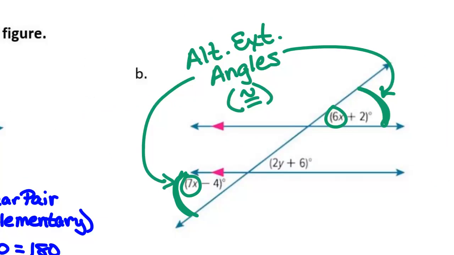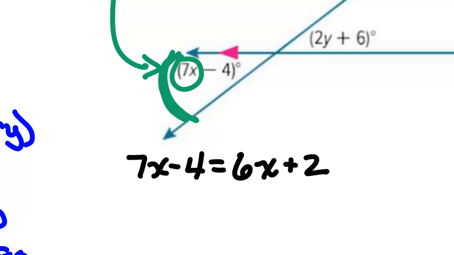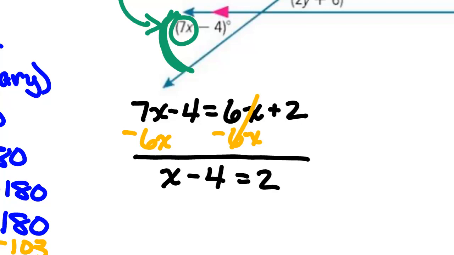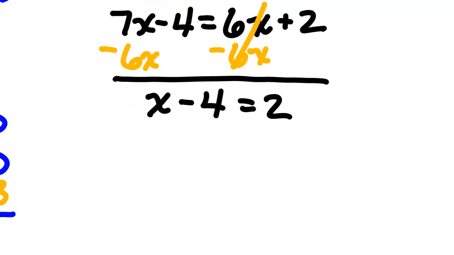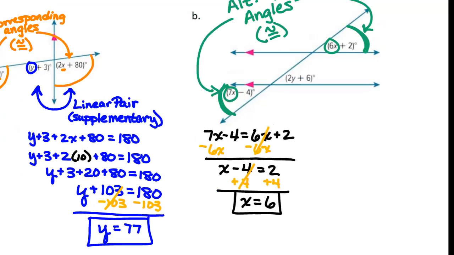So we're going to take those two expressions and set them equal. 7x minus 4 is equal to 6x plus 2. Get my x's to the same side, so we're going to subtract 6x from both sides. That gives me x minus 4 equals 2. Add 4 to both sides. And I get that x is 6. All right.